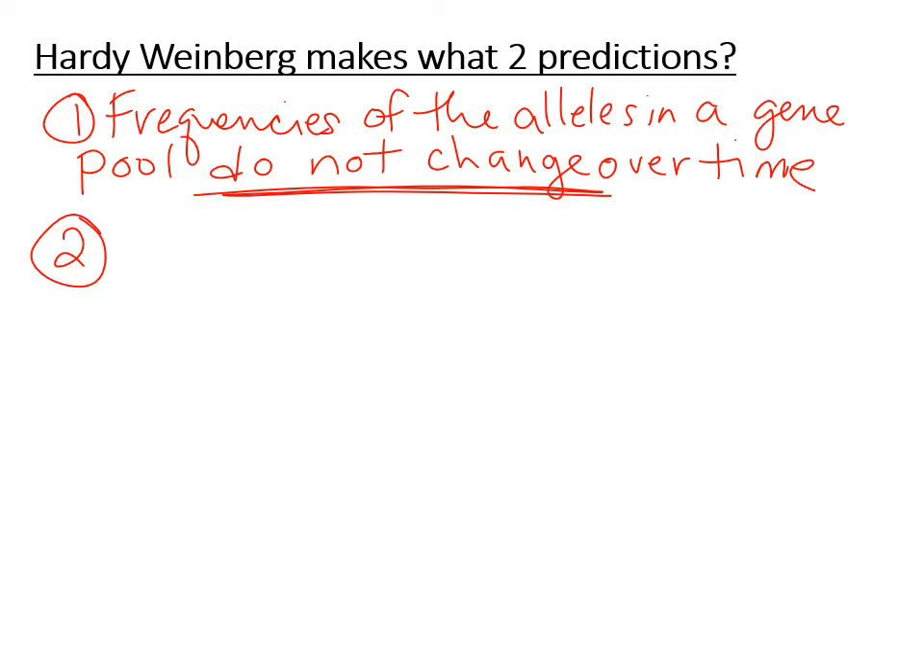The second prediction is that if two alleles are at a locus, okay, so for instance, each locus we already know has two alleles because one came from mom, one came from dad, then after a generation of random mating, the frequencies of your genotypes, meaning homozygous dominant, heterozygous, and homozygous recessive in a population, can be calculated by the Hardy-Weinberg equation.